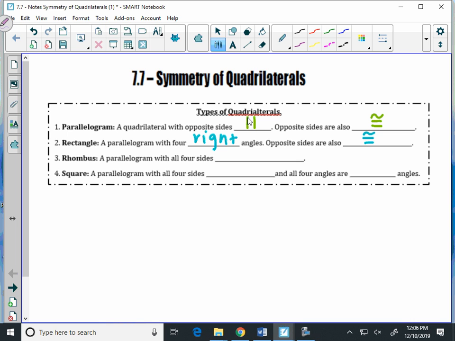A rhombus is a parallelogram with all 4 sides that are congruent. All 4 sides are the same. And a square is a parallelogram with 4 sides that are congruent and 4 angles that are right angles. So their sides are congruent and all the angles are right angles.